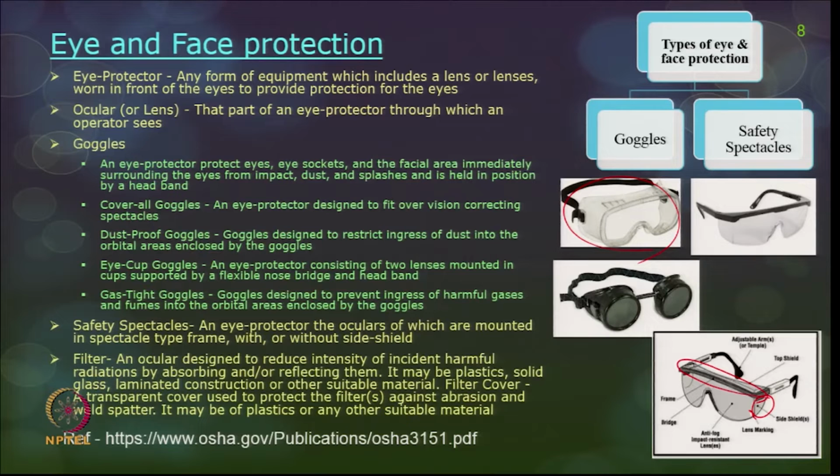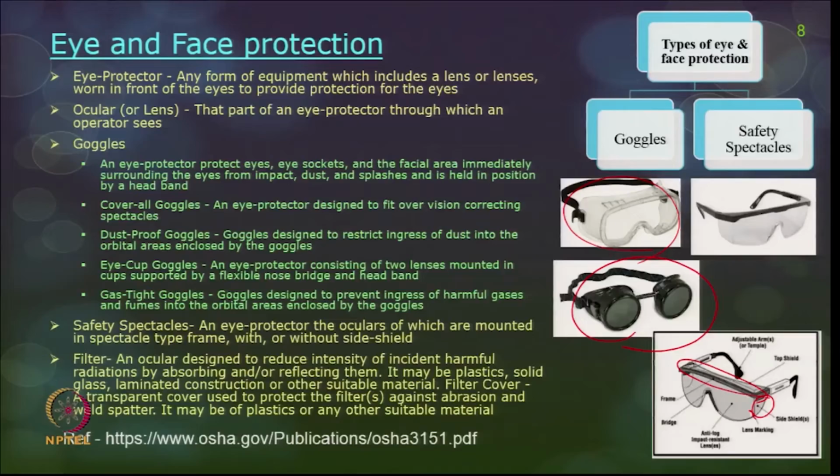The next is eye cup goggles, and as the name implies, it looks like a cup, and there are two eye protectors, as the figure shown here. An eye protector consisting of two lenses mounted on two separate cups, with an adjustable, flexible nose bridge, and it also has a headband. Again, there are a lot of varieties here also. The next one is gas tight goggles. They are designed to prevent ingress of harmful gases and fumes into the eyes. So, these are all the different varieties of goggles available for workers to use.